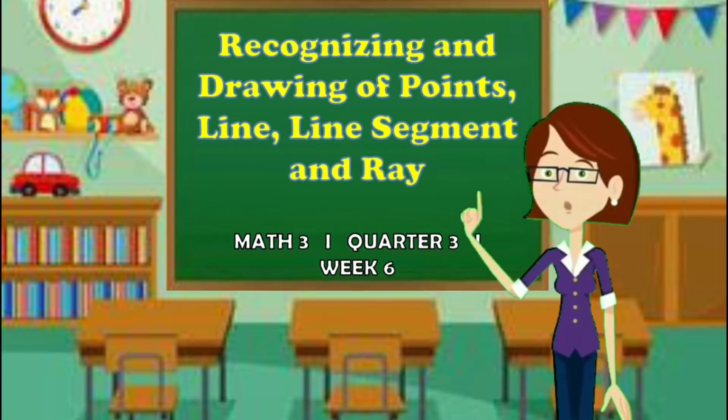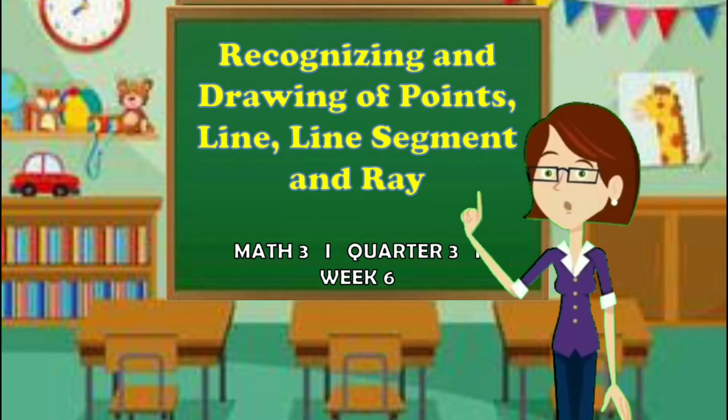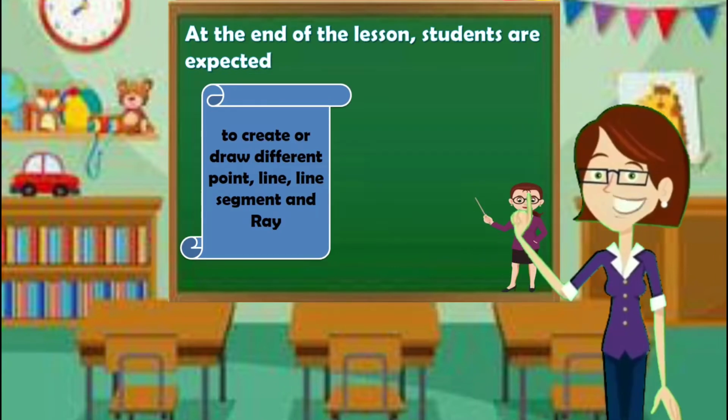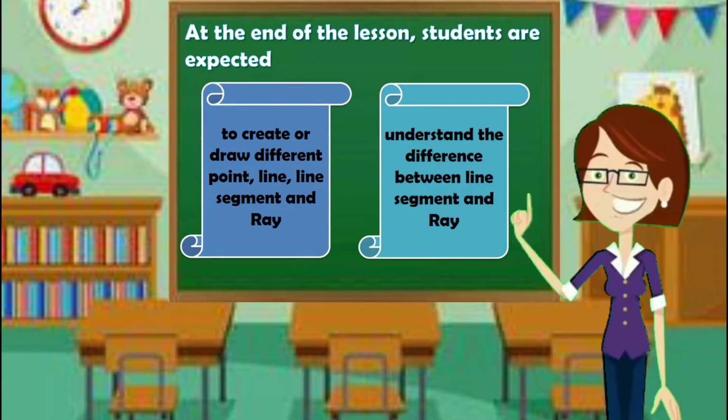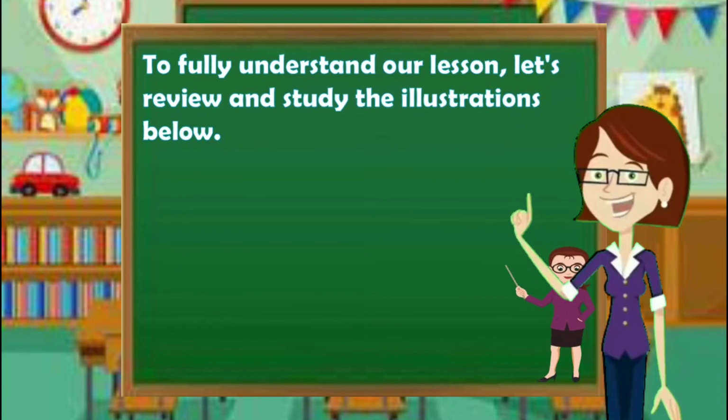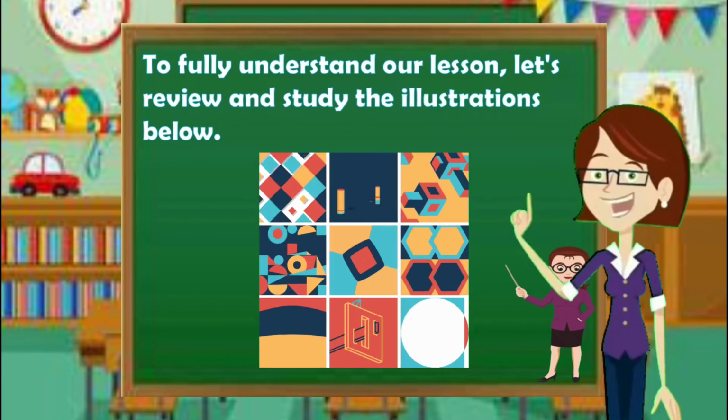What we are going to study is about identifying and drawing points, lines, line segments, and rays. At the end of the lesson, students are expected to create or draw different points, line segments, and rays, and understand the difference between a line segment and a ray. In the previous lesson, we studied how to show and give equal or equivalent fractions. To fully understand our lesson, let's review and study the illustrations below.